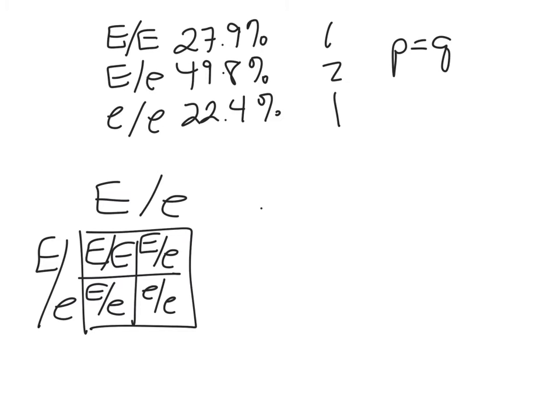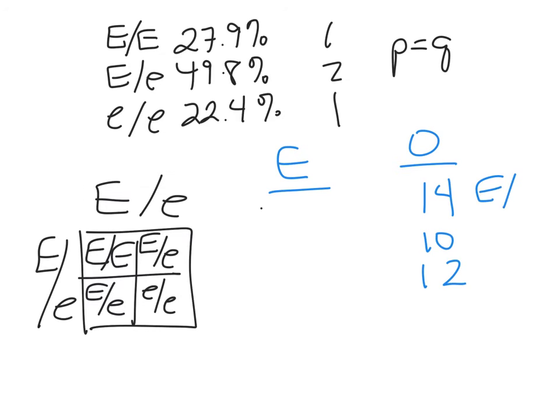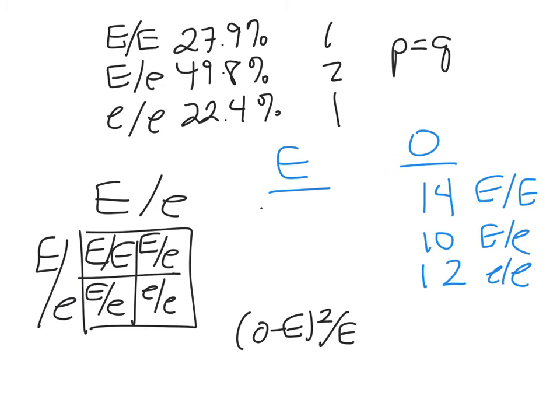We can't do the chi-square test. I apologize. We can't do the chi-square test yet. Why not? So we have expected values. Here are the observed values of these genotypes. So if we want to set up the chi-square formula, observed minus expected squared over expected, what do we need? What do we plug in this E column? 27.9%, 49.8%, and 22.4%?